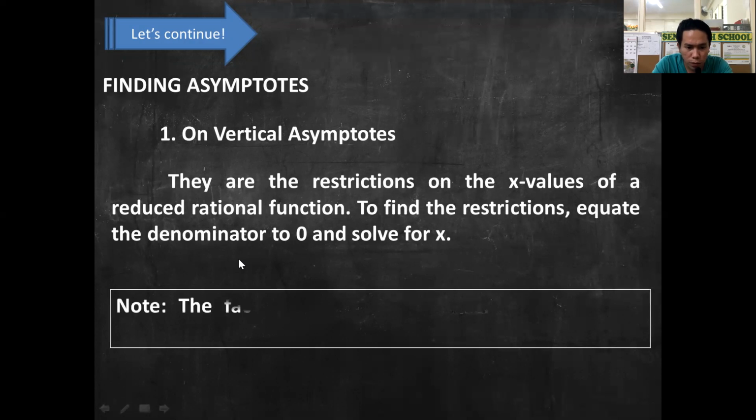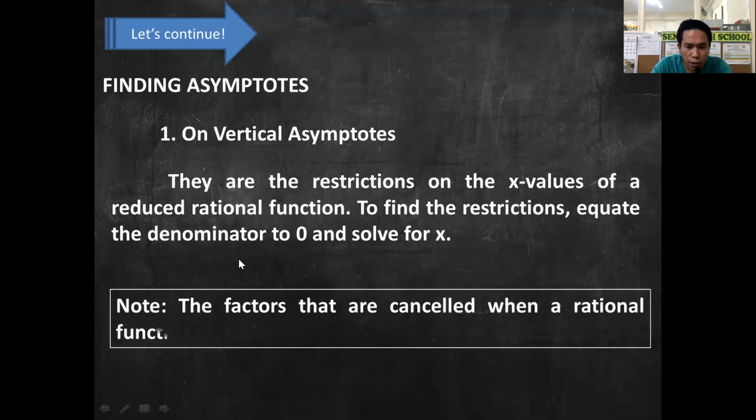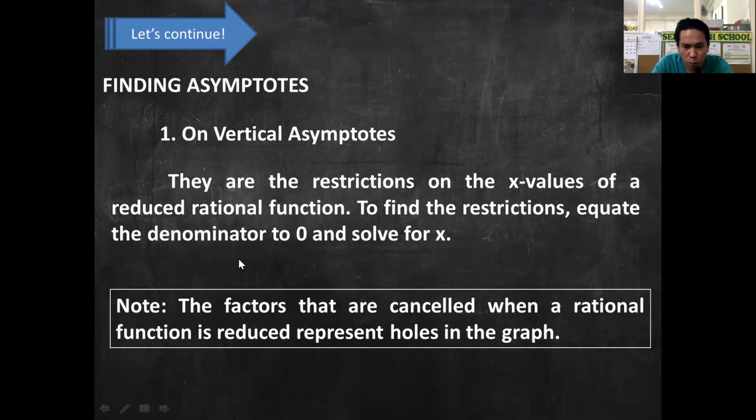Take note that the factors that are cancelled when a rational function is reduced represent holes in the graph. Kung napapansin niyo minsan sa mga graph natin, may mga graph na may mga butas. So those holes are factors that are cancelled kapag nag-factor tayo ng ating equation or function.